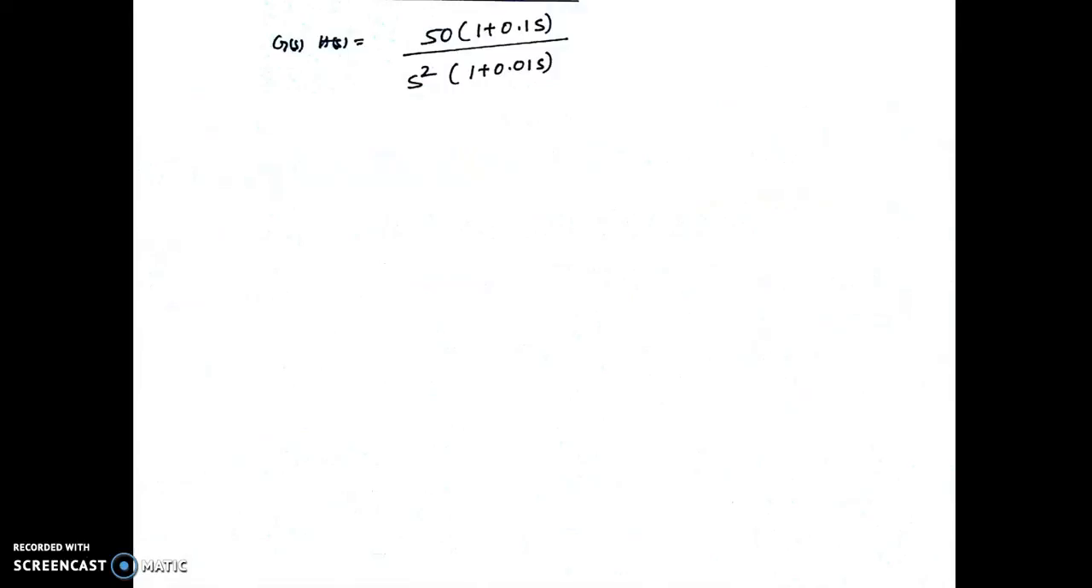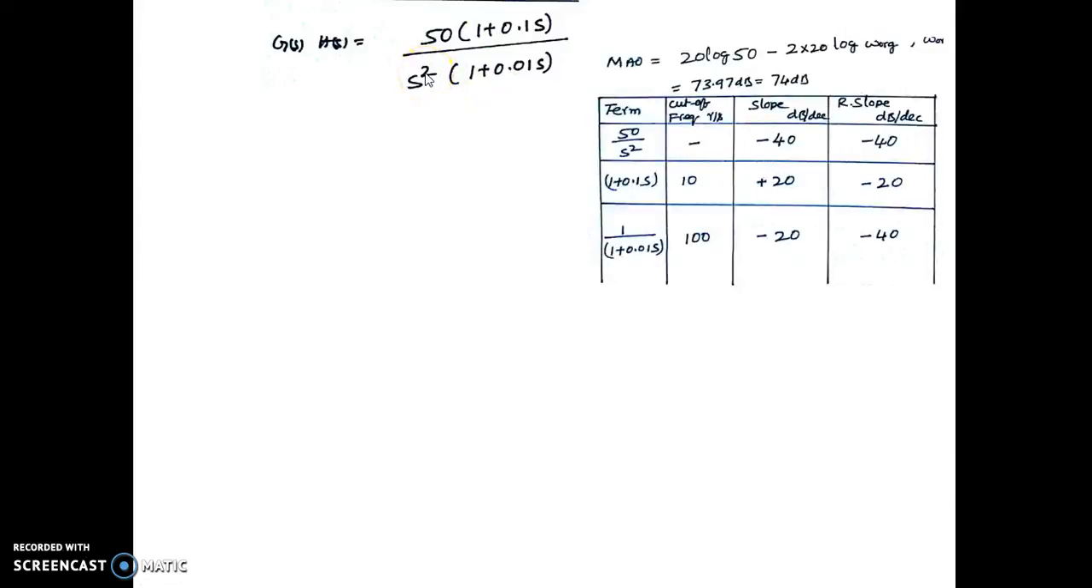So let us consider this term where we have repeating poles at the origin, which is s square. You can see the magnitude at the origin is now 20 log of 50 minus 2 into 20 log omega. This 2 is due to 2 poles at the origin. So 20 log omega is the magnitude, where omega origin happens to be 0.1 radian per second, which results in a magnitude of 74 dB. You can see the initial slope is minus 40 because it is a 1 over s square term.